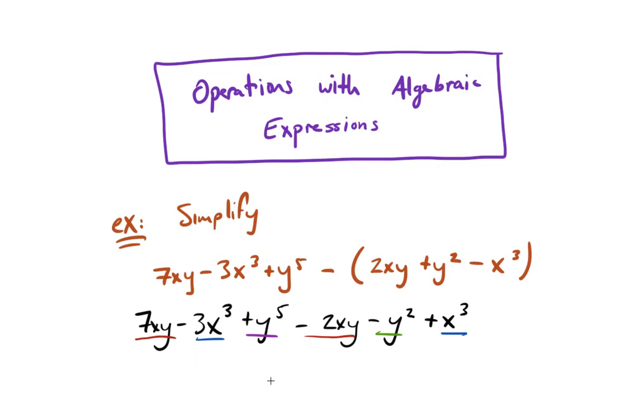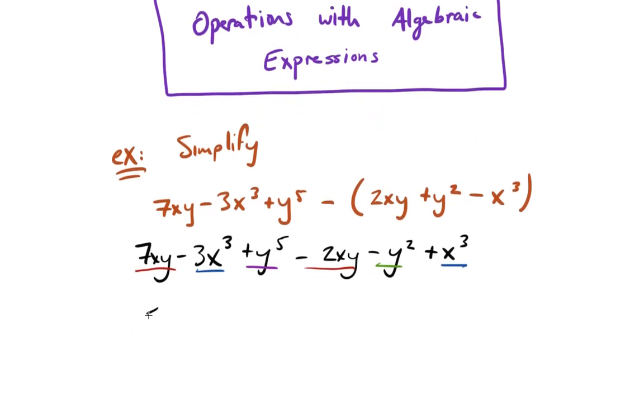So we put the 2 red terms together. 7xy and negative 2xy is going to give us a total of 5xy. And this is where the coefficients come into play, this 7 and this negative 2. They weren't important for identifying which terms go with each other, but they are important for figuring out what they are when you put them together. So 7 minus 2, that's 5, and we keep the letters the same.